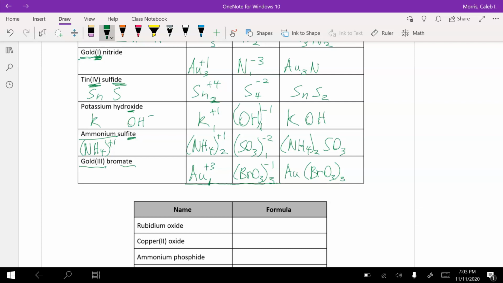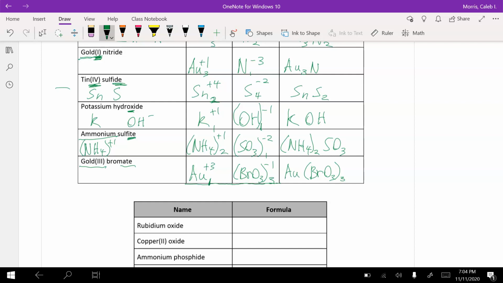You just have to make sure you reduce. Like our example up here, tin 4 sulfide. If I'm looking at this example, 2 times positive 4 is positive 8. 4 times -2 is -8. So positive 8 and -8 add together to be 0. That's a neutral compound. But we want to simplify it as much as we can and make sure that we have the smallest ratio possible.